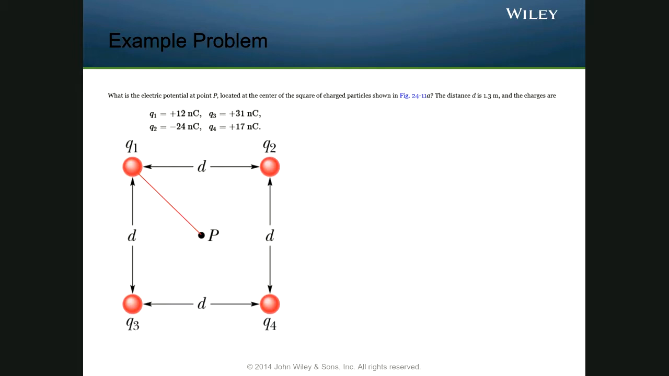So we want to draw a triangle. You'll notice that the side here, due to it being a square, is d over 2. This side is d over 2. So the distance, I'll call it r, is equal to root 2 over 2 times d. Okay? And d, you'll notice, is given right there.